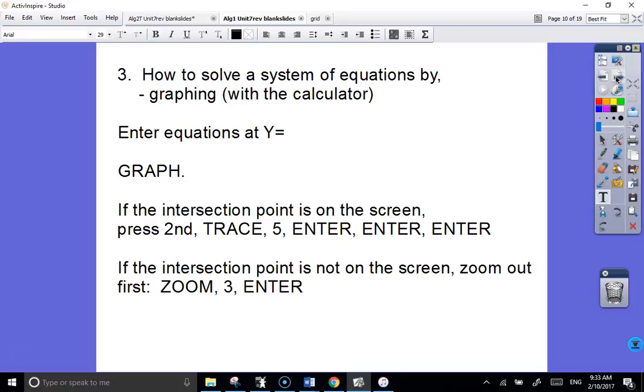So again, these are the steps for solving with the graphing calculator. First, you got to enter the equations at y equals, right? Then you graph it. If the intersection point is on the screen, second, trace 5, enter, enter, enter. If the intersection point is not on the screen, zoom out, zoom 3, enter, and then do the same thing.